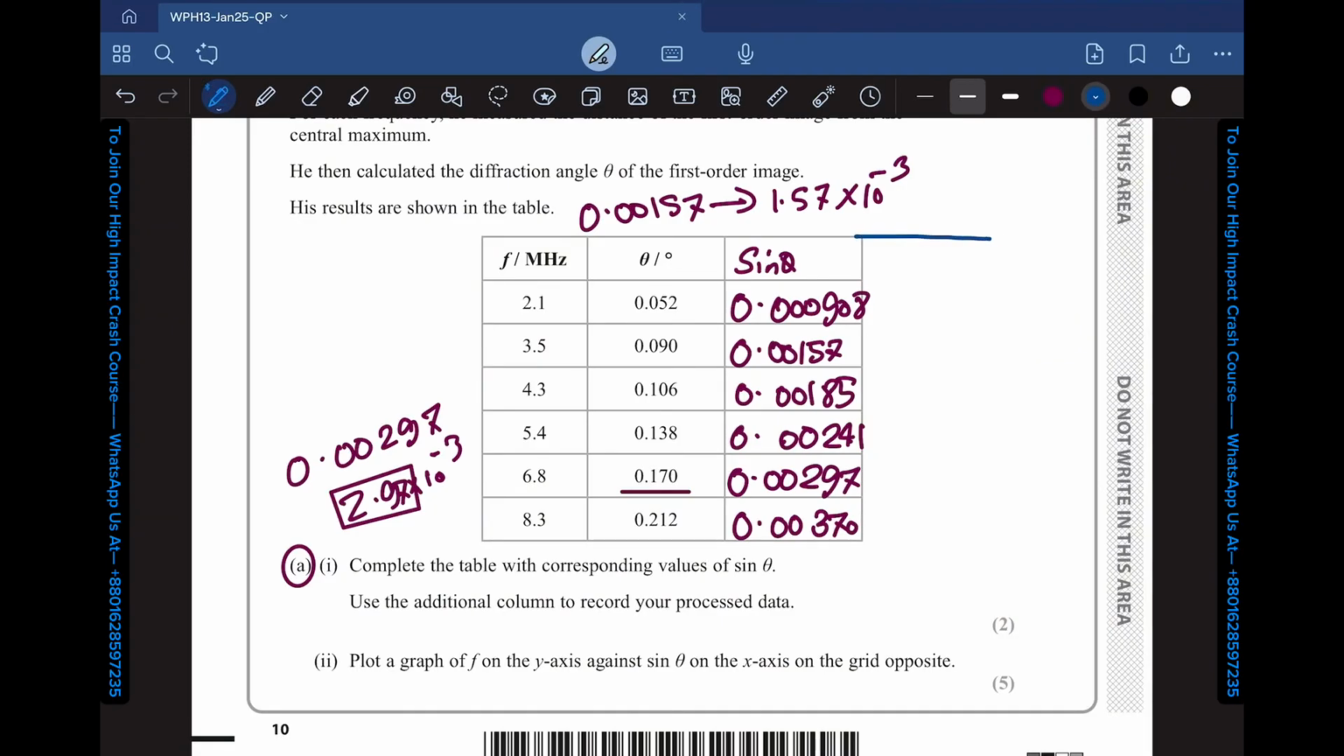Now another easy thing that we can do is draw another graph and put it like this. Now this one will be sine theta into 10 to the power minus 3.